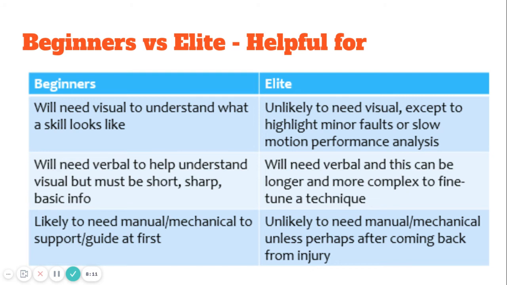To give an example of that, with beginners, we can often use manual and mechanical guidance as well as visual. However, as we get to an elite level, we might use manual and mechanical guidance slightly less, unless we're coming back after injury or potentially learning a difficult skill. With regards to verbal, we can talk about verbal being short and sharp with basic information, as we said. However, with elite, it can be a lot more complex and fine-tuned. In your D5 element, you need to ensure that you are evaluating both sides.